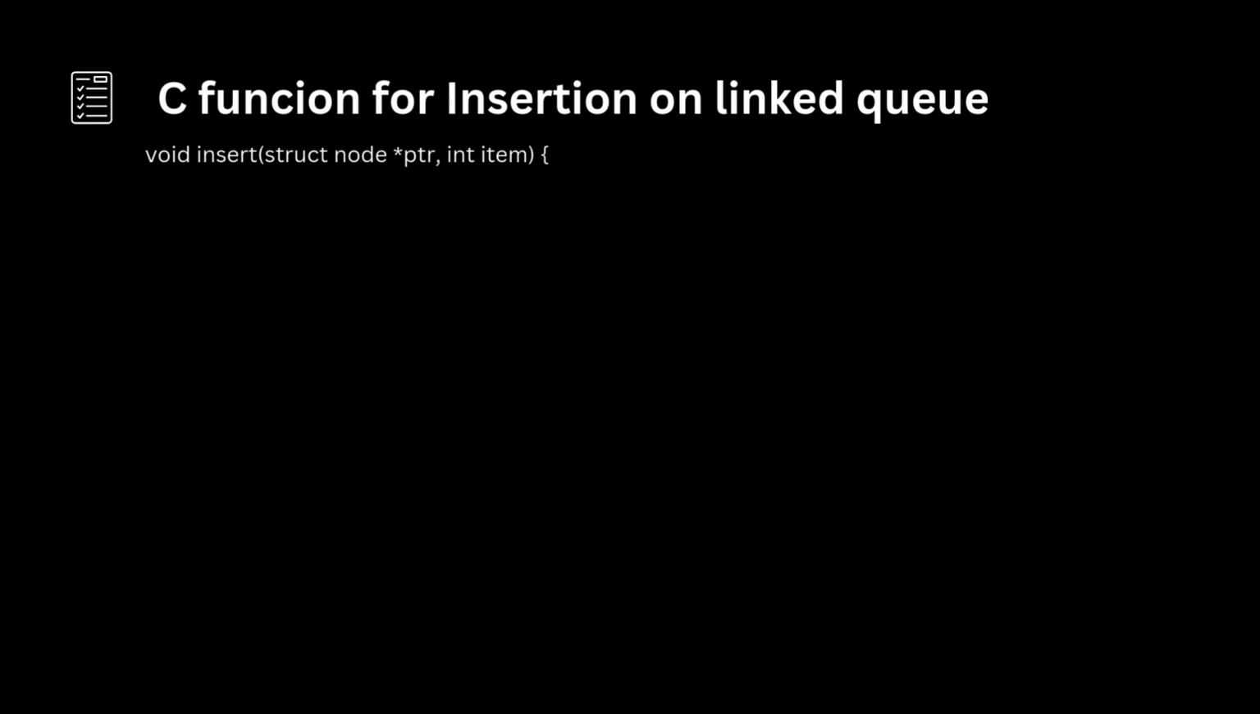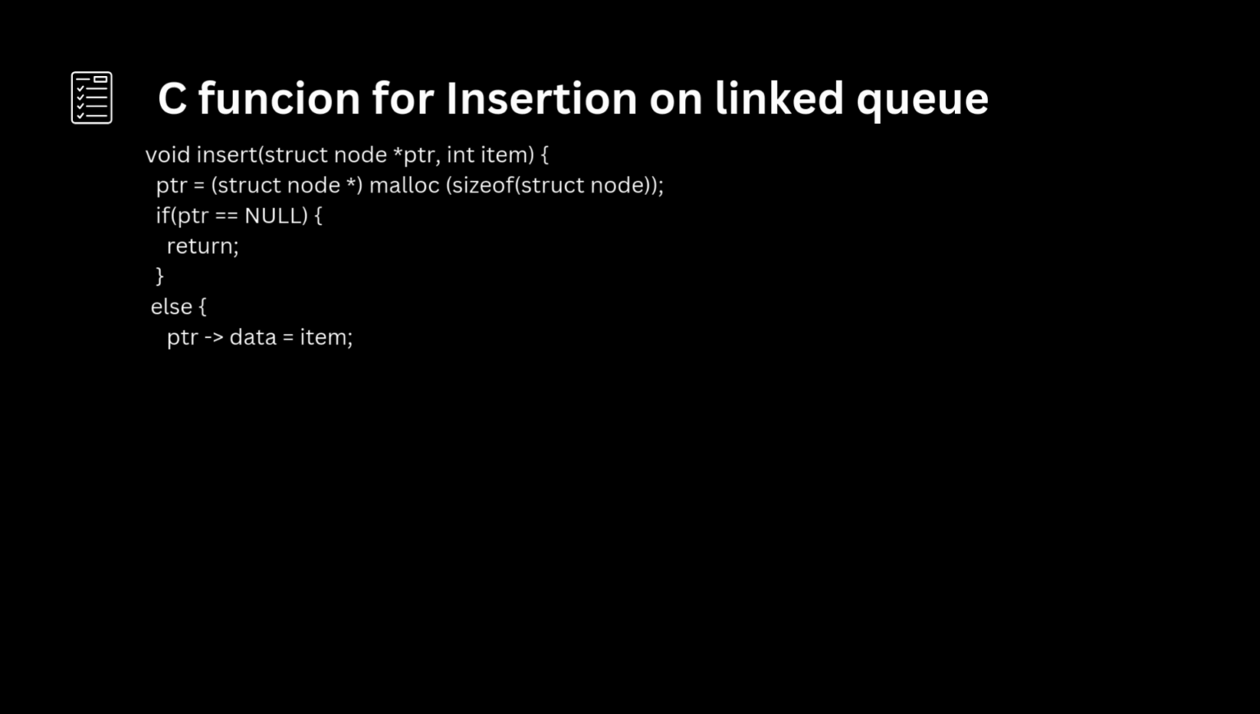This line allocates memory for a new node and assigns the address of the allocated memory to a pointer. This checks if memory allocation was successful. If not, it prints overflow and returns, indicating that the function was unable to insert the new node. Else, this assigns the value of the item to the data member of the newly created node.